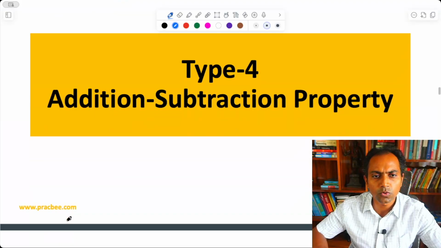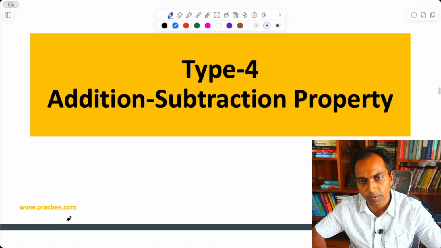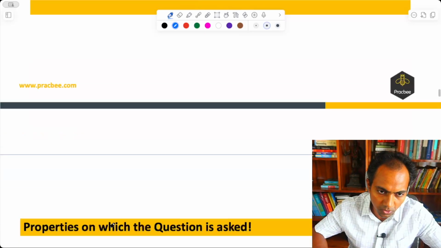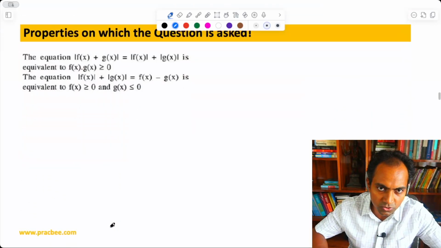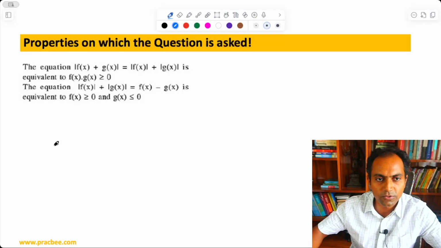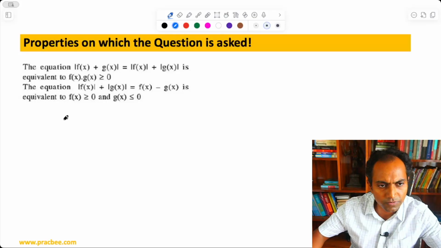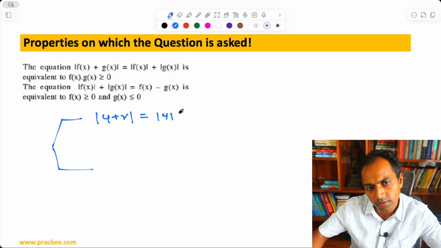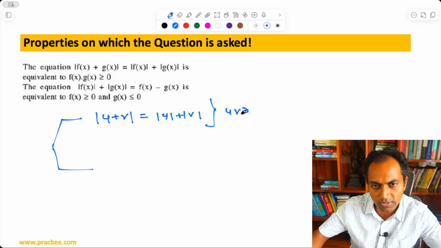Now, type 4 questions are based on the addition subtraction property. These are the most important kind of questions that are asked on modulus equations, and this is based on the same u-v property that we saw earlier. Let me give you a quick revision of what we did there. We looked into two specific cases. If you have |u + v|, it will become |u| + |v| only when both of them have the same sign. That would mean u into v is greater than or equal to 0.